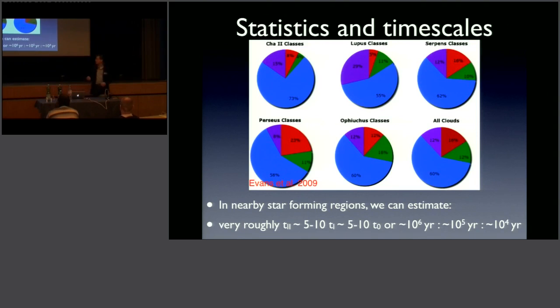And if you use this approximation, you figure out that the stars with disks, the so-called class 2 objects, the blue ones, live for about 5 to 10 times longer than the class 1s, the ones in which the envelope is still accreting onto the disk, which again are a factor of 5 to 10 more numerous, typically, than the real protostars, the ones that are still deeply embedded and accreting. And roughly speaking, you can get to these order of magnitude numbers.